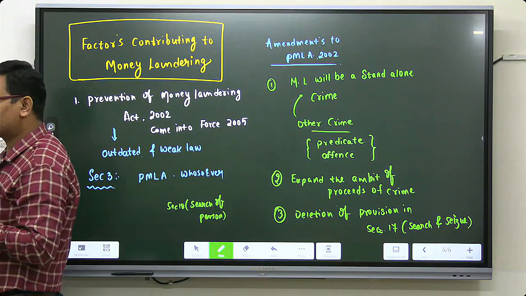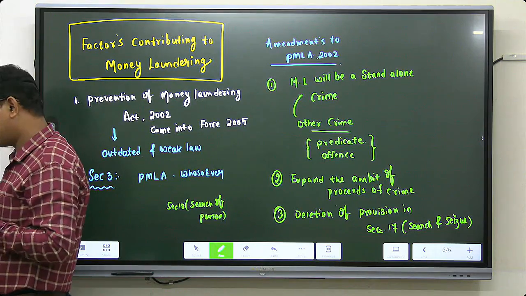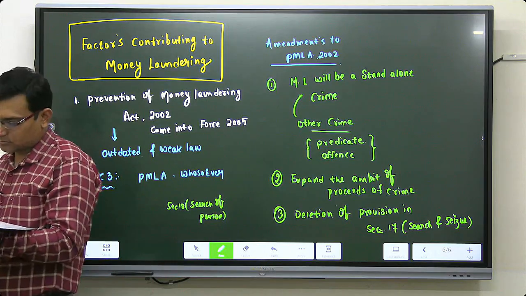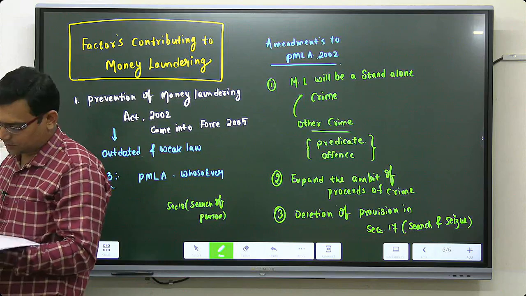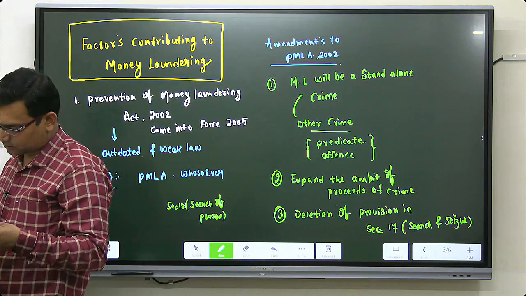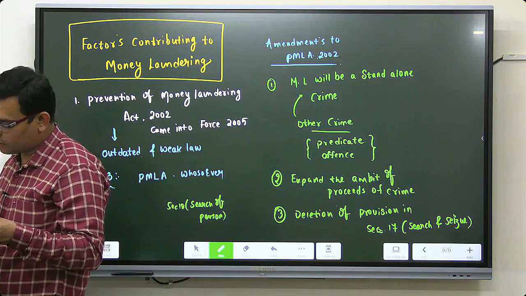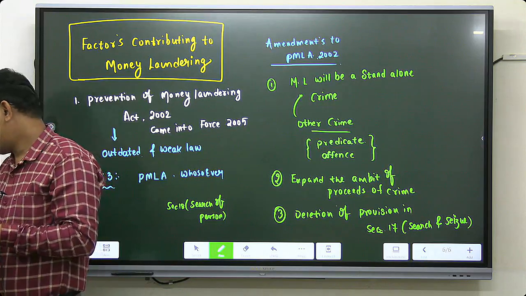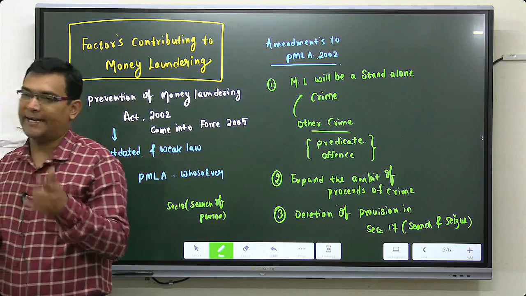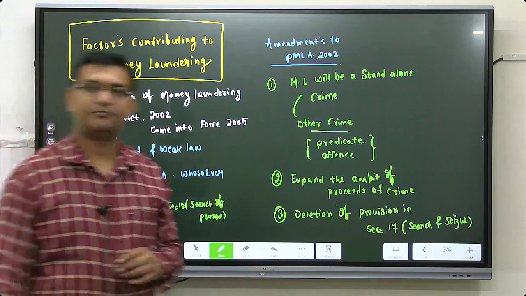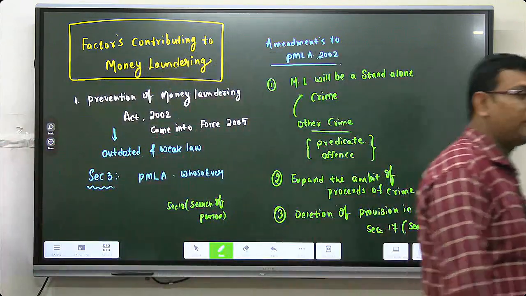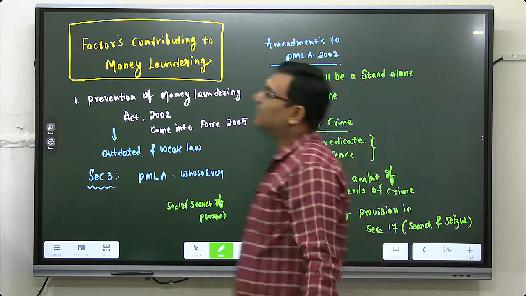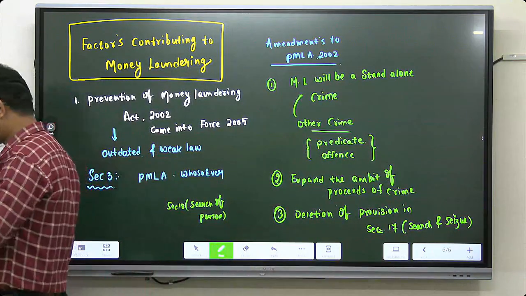Money laundering offenses will be cognizable and non-bailable. Will be non-bailable. These are the amendments which have been done.